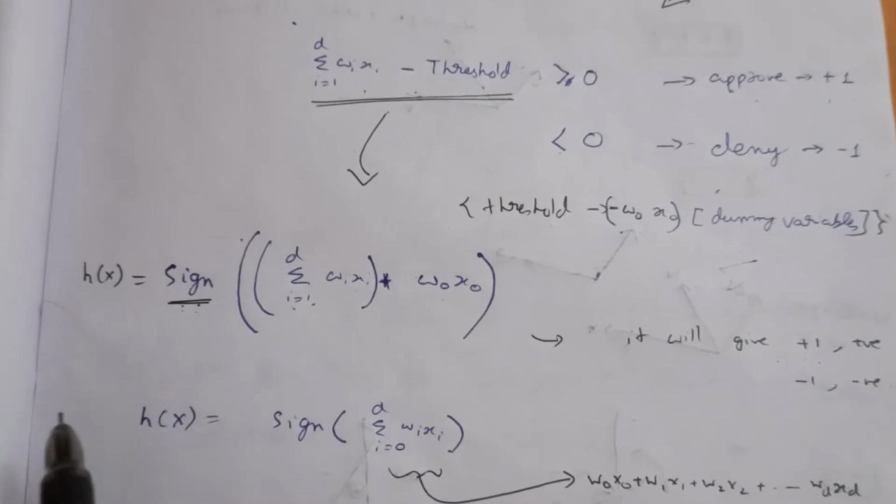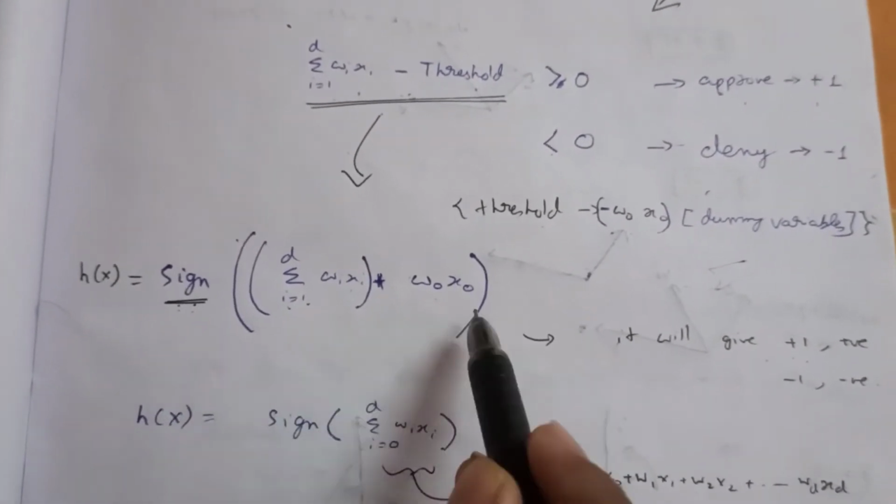So h of x is what? h of x is the sign of this whole thing. This whole thing we can write like this.